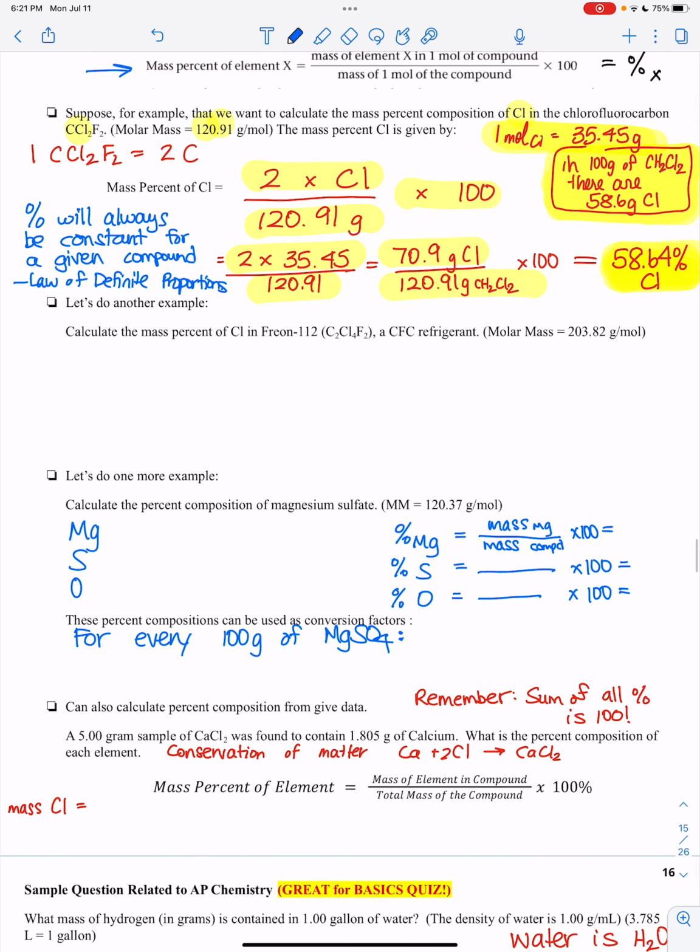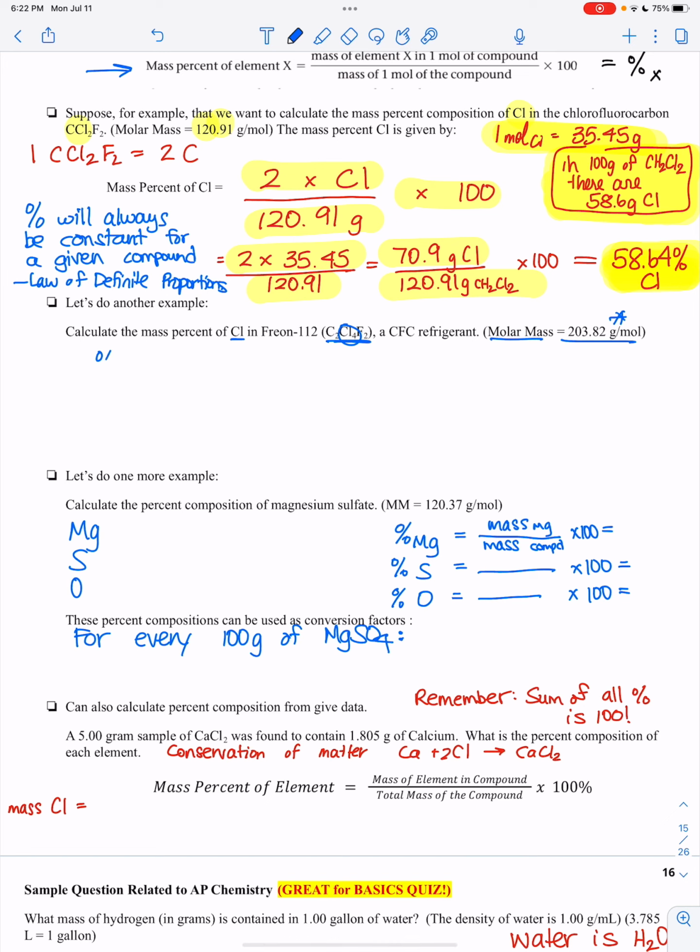Let's do another example. Calculate the mass percent of Cl in Freon, a CFC refrigerant. So another similar chlorofluorocarbon. This is C2Cl4F2, and the molar mass is 203.82. I try to simplify some of your calculations by giving you the molar mass, and the AP exam most likely will do that, but we just learned a couple of lectures ago how to calculate a molar mass, so you should double check and make sure you know how to do that.